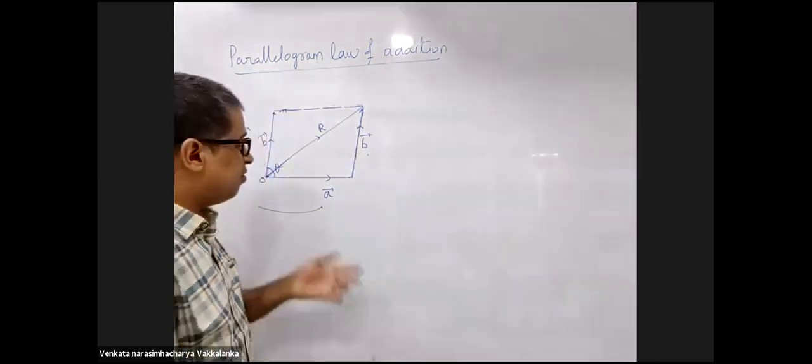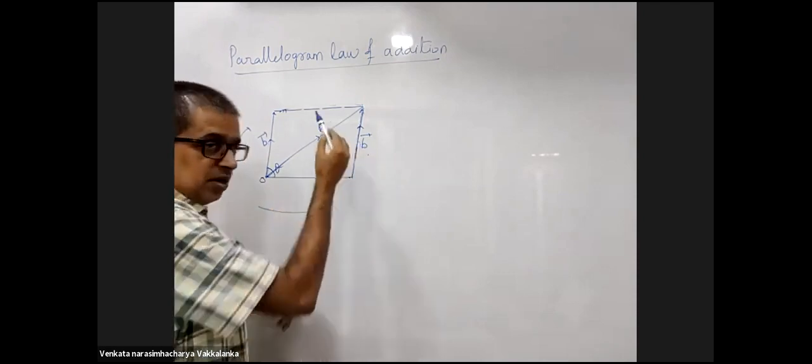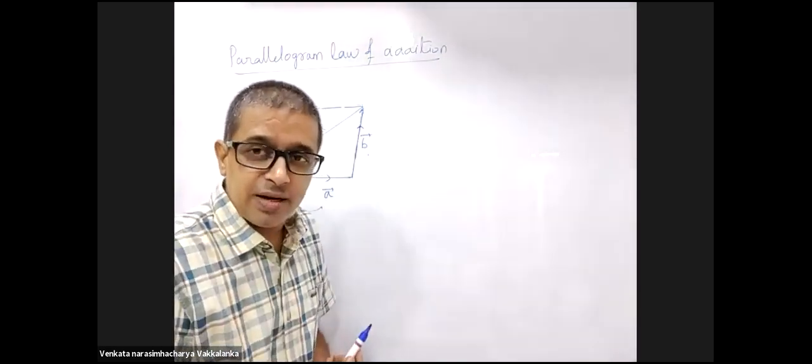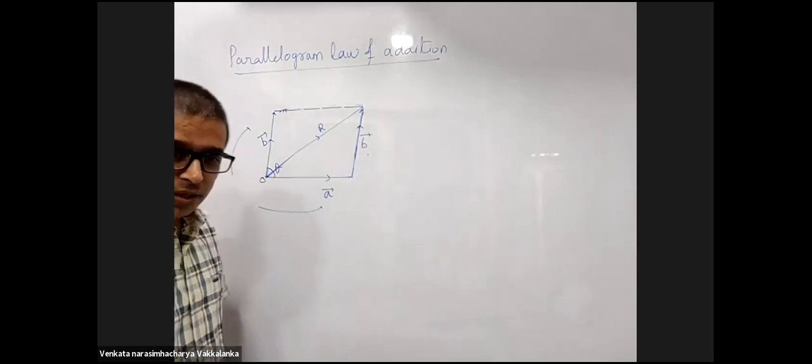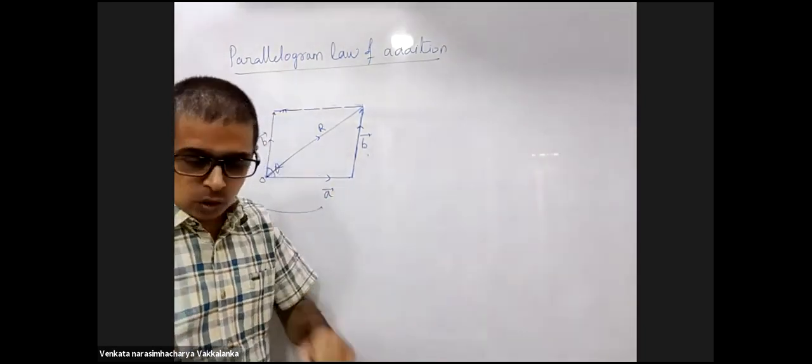How do you give the justification? If this is P, this is P. A and B are two sides of a triangle. Resultant is the third side of the triangle taken in the reverse order. A and B is this way. Resultant is in the reverse order. So R is the resultant. Till here, is it clear to all?